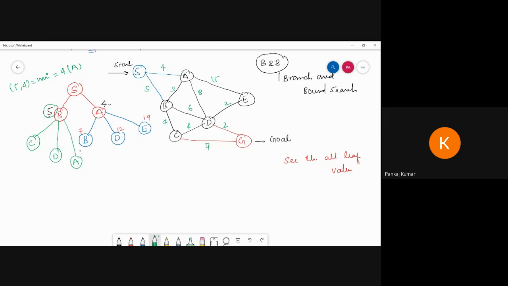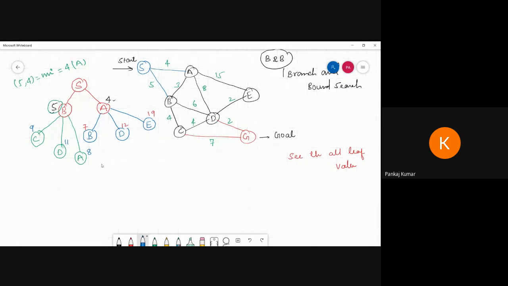So from B to C, suppose I am taking B to C. What will the minimum value be? From B to C, 5 plus 4, this will be 9. B to D, this is 5 plus 1, this is 11. And B to A, this is 5 plus 3, this is 8. Now among all the leaf nodes, C, D, A, B, E, D, which one is the minimum? C is the minimum? Okay, no, A is the minimum. A is the minimum.